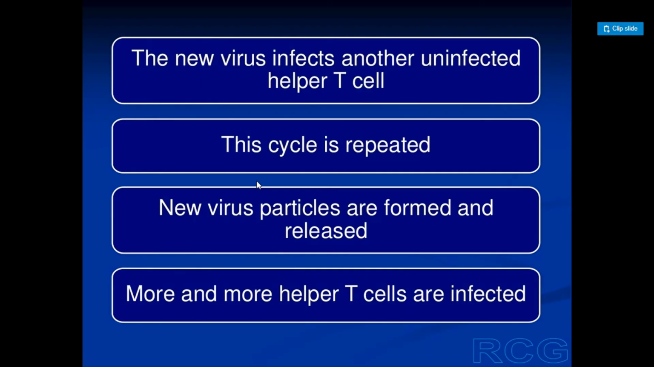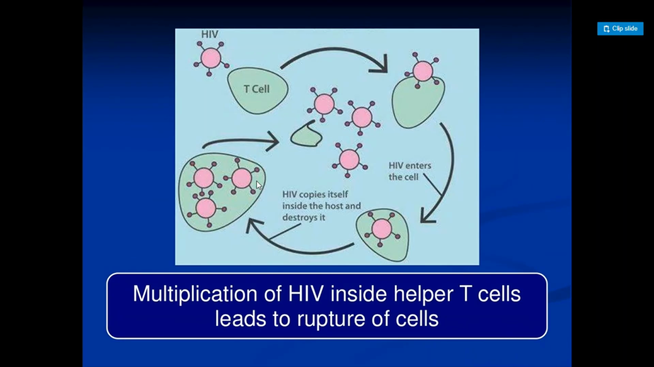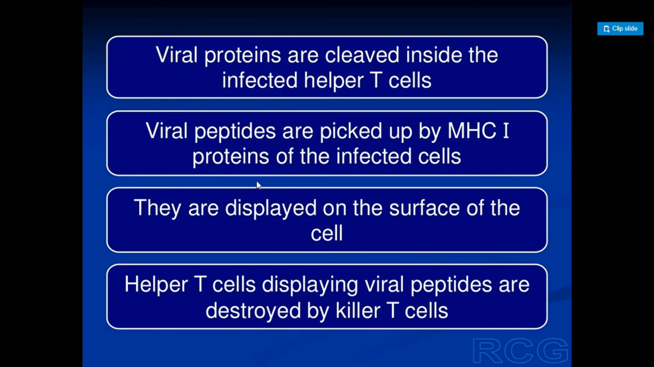The new virus infects another helper T cell, and this cycle is repeated, and new virus particles are formed and released. More helper T cells are infected, and this multiplication of HIV inside the helper T cells leads to the rupture of these cells.